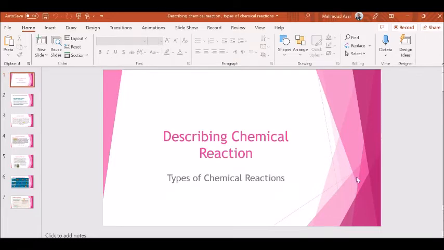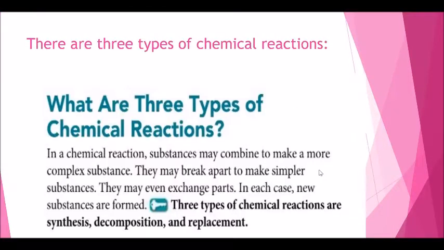I welcome all of you here today to have an idea about types of chemical reactions. We have three types of chemical reactions. Just to describe the chemical reaction, you must know the type of it. First type of chemical reaction is a synthesis chemical reaction. Second type is decomposition chemical reaction. Third type is replacement chemical reaction.